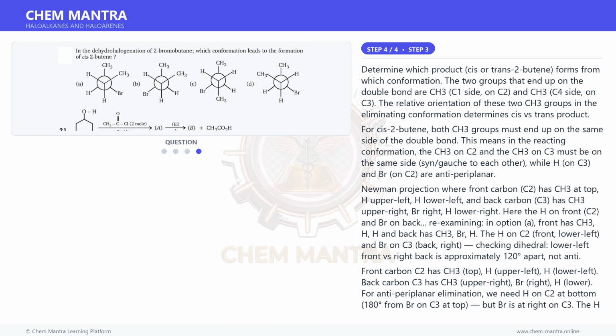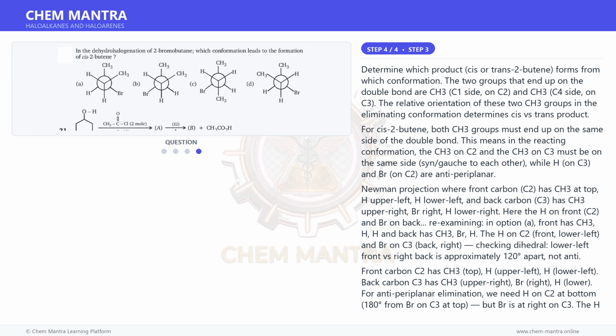For cis 2-butene, both CH3 groups must end up on the same side of the double bond. This means in the reacting conformation, the CH3 on C2 and the CH3 on C3 must be on the same side, syn, gauche to each other, while H on C3 and Br on C2 are antiperiplanar.